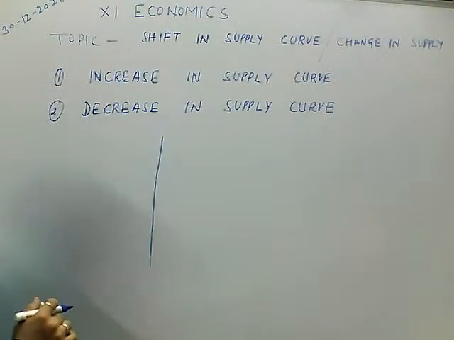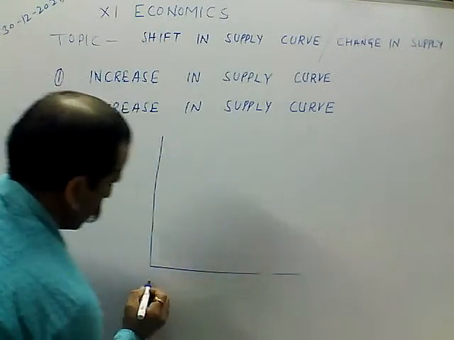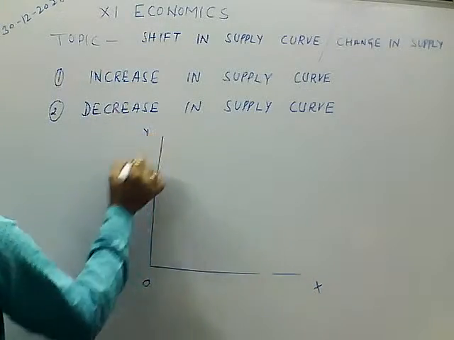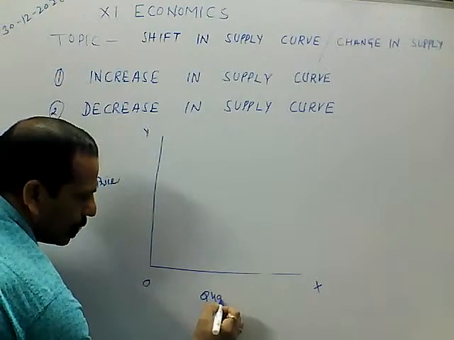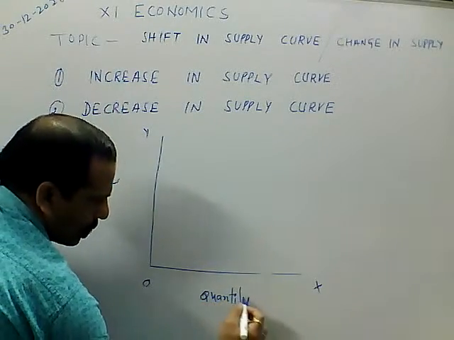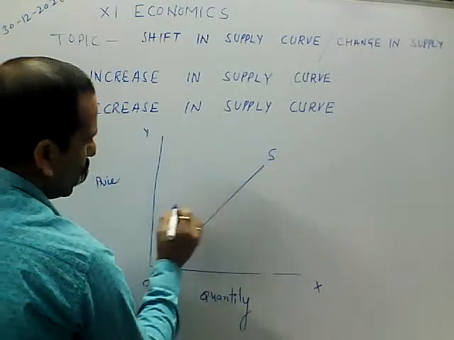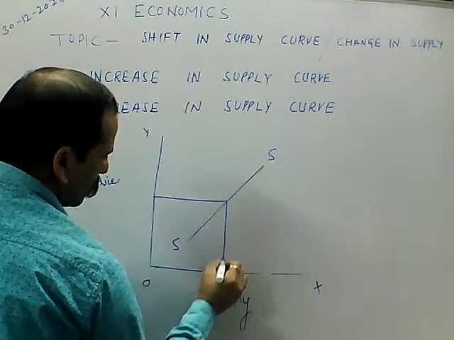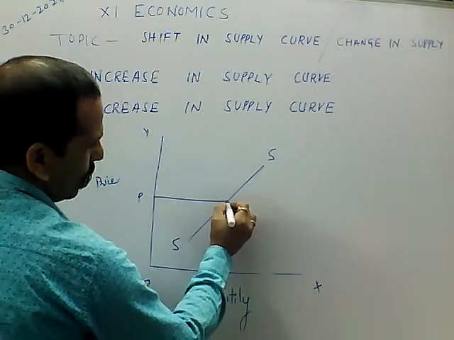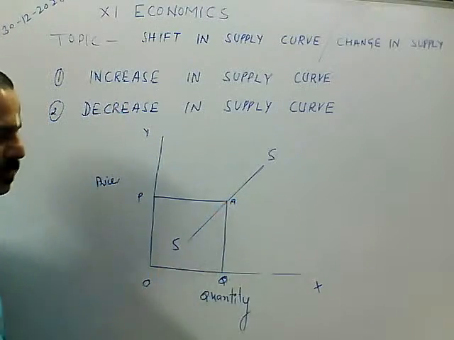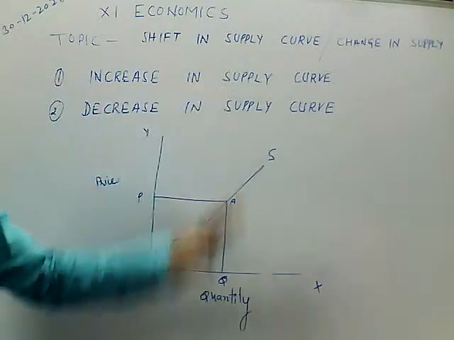So let us understand with the help of a diagram. O, X, Y, price, and here quantity. This is the initial supply curve. OP price, OQ quantity at point A. Okay, this is your A point. Clear? Now, increase in supply.